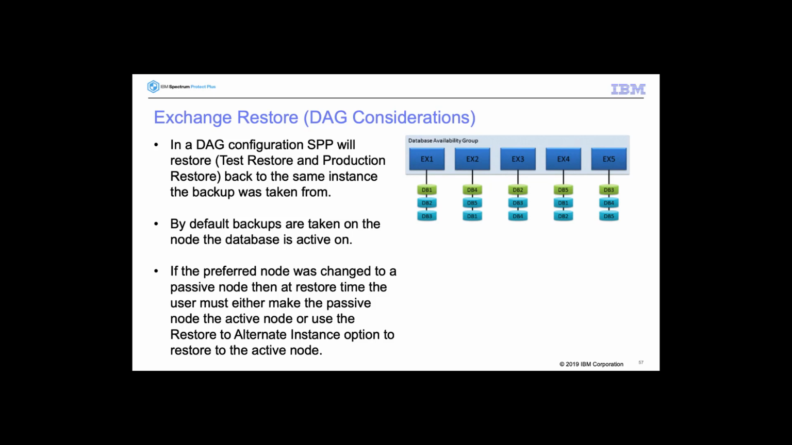In a DAG configuration, as far as restore goes, Spectrum Protect Plus will restore back to the same instance that the backup was taken from. And by default, if you don't override it in that previous screen, backup is taken on the node the database is active on. If you did go in and change the preferred node on that previous screen to a passive node, then at restore time, the user must either make the passive node the active node or use the restore to alternate instance option to restore back to the active node.